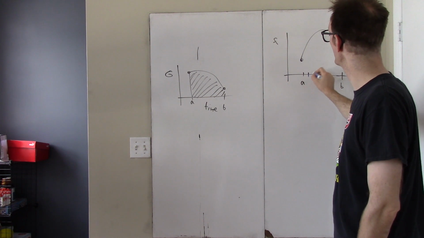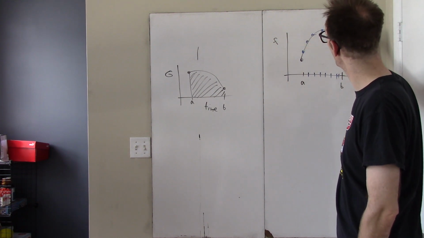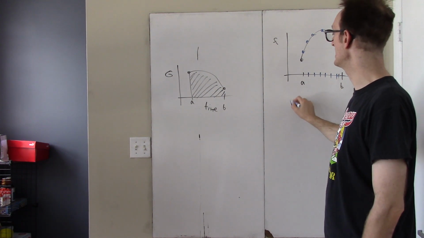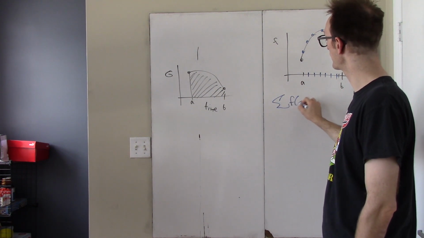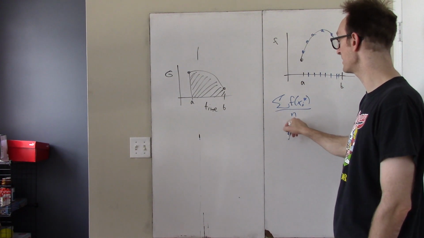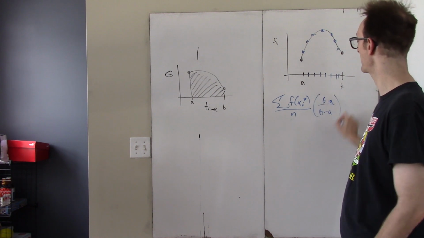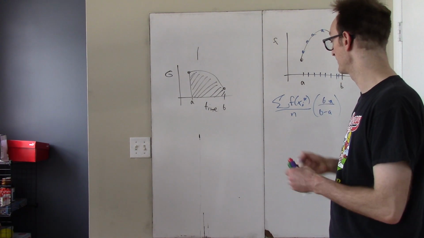We sample this function sort of infinitely often, and we sum up all these y values, and then we divide by how many y values there are, and then there's this sort of extra b minus a lurking on the side that we multiply by, and then this turns into an integral.